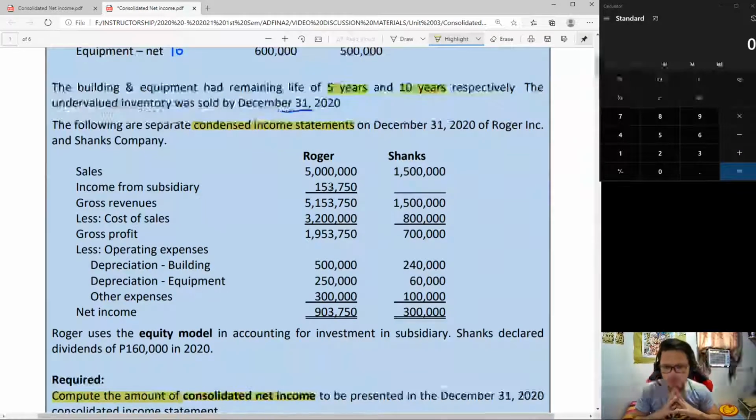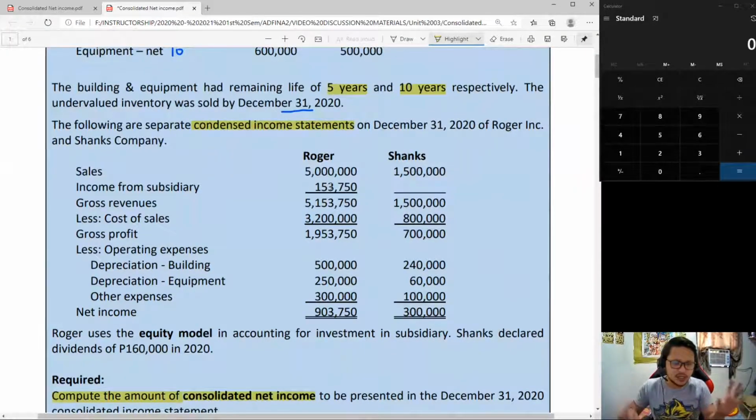Parent and subsidiary are actually considered one economic entity, di ba? Fundamentally, in consolidation. Pero do take note, guys, that even if the parent has already acquired 75% or even 100% of the subsidiary, this time, even if Roger owns 100% of Shanks, let's say that, Roger and Shanks will still maintain separate records. This is fundamental in business combination, and I think I need to remind you of this.